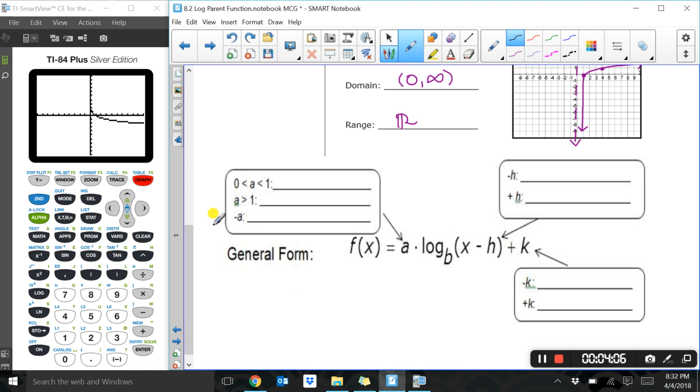Now, when it comes to transformations, these are pretty normal. If you have a number in front, it's either going to be a vertical stretch or a vertical compression. Remember, if it's a fraction, it's a compression. If it's a number bigger than 1, it's a vertical stretch.